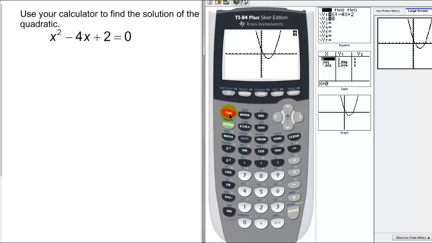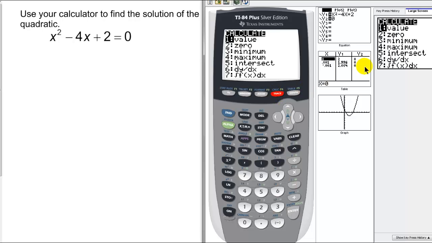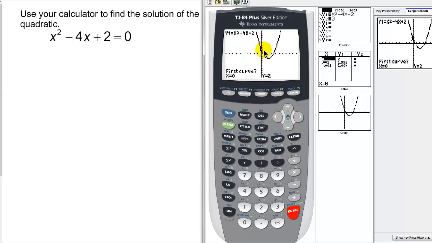So what I'm going to do is hit second and this trace button, and right above that you see where it says calculate, and it says intersect. So I'm going to hit the number 5, or I could also go down to intersect and hit enter, and it'll say first curve. Well, that's part of the parabola, so I'll look at that, and it'll pick the second curve, which is the line going across. And then my calculator will ask me for a guess, so I'm just going to hit enter a third time. And it finds the closest intersection point of the parabola and that straight line, which is about 0.59.